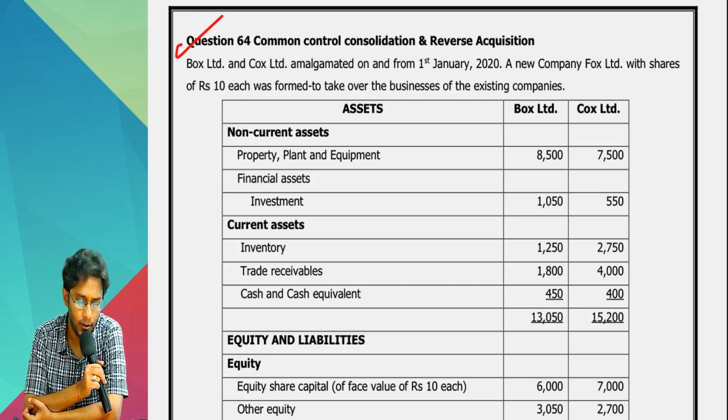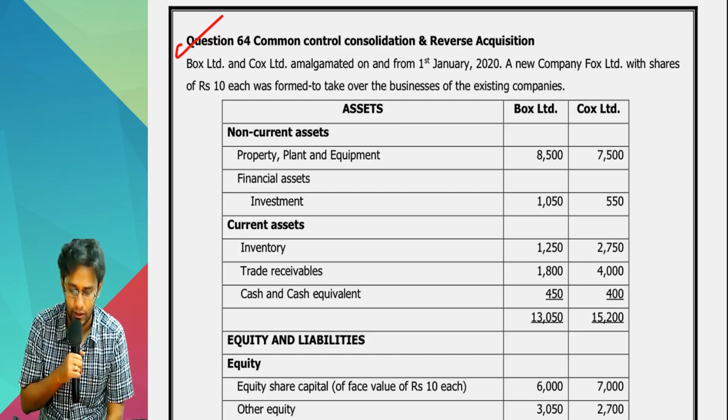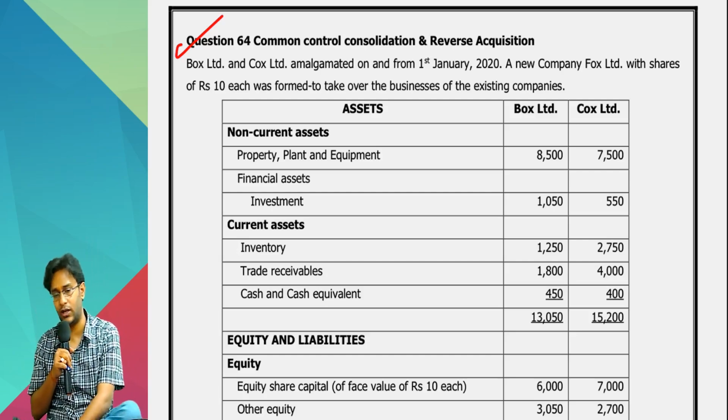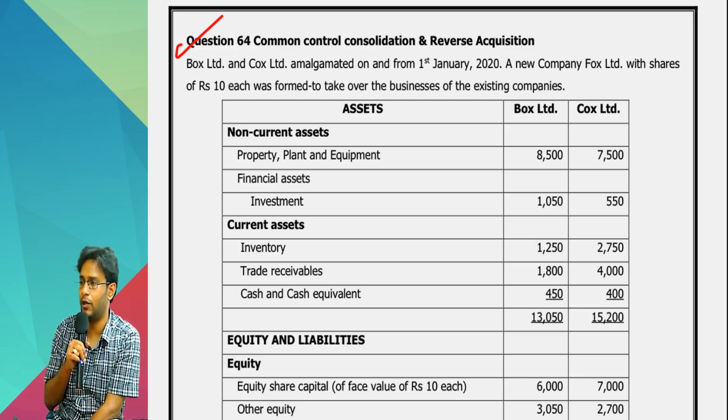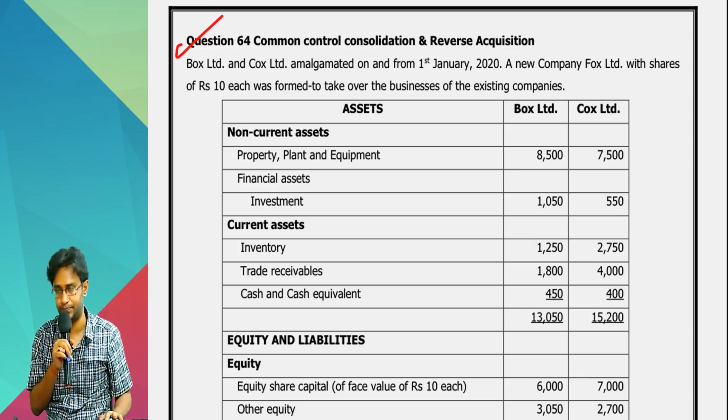Read all of you. Box and Cox amalgamated on and from 1st Jan 2020. A new company, Fox Limited, with shares of 10 each, was formed to take over the businesses of existing companies. So Box is one company, Cox is one company. Both are shut down now. Both are taken over by newly formed company called Fox.